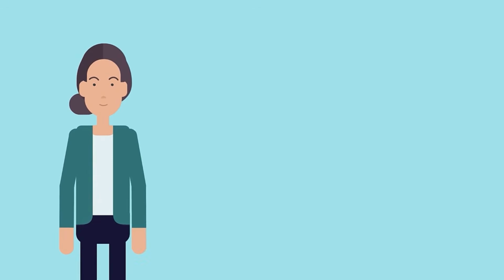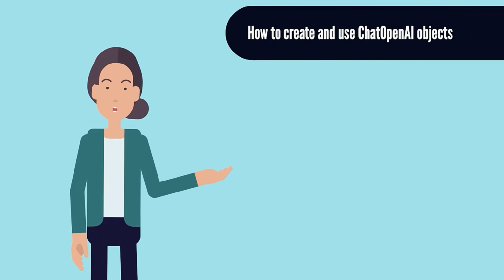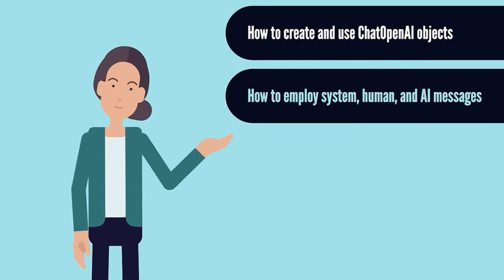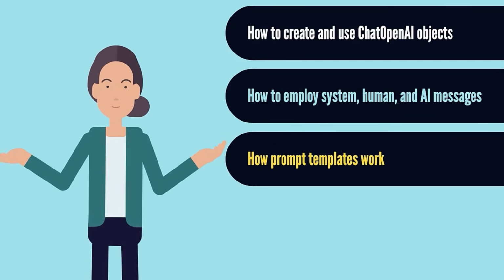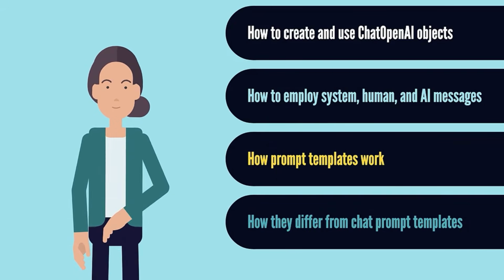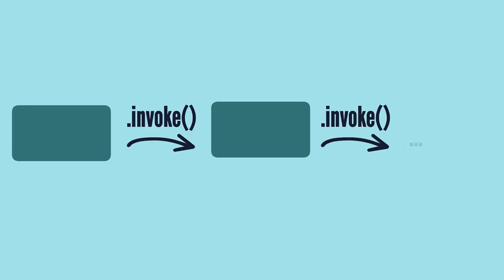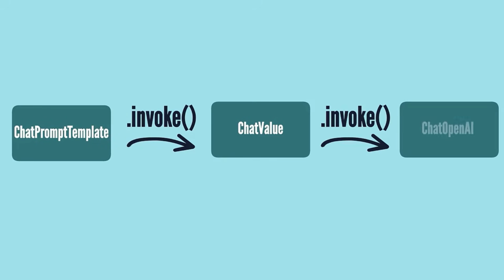Hey everyone! So far in this section, we've learned how to create and use ChatOpenAI objects, how to employ system, human, and AI messages, how prompt templates work, and how they differ from chat prompt templates. Additionally, we observed that the output of one invoke method could serve as the argument to another. More specifically, the chat value object resulting from the invocation of a chat prompt template instance could serve as an argument to the invoke method of a ChatOpenAI object.